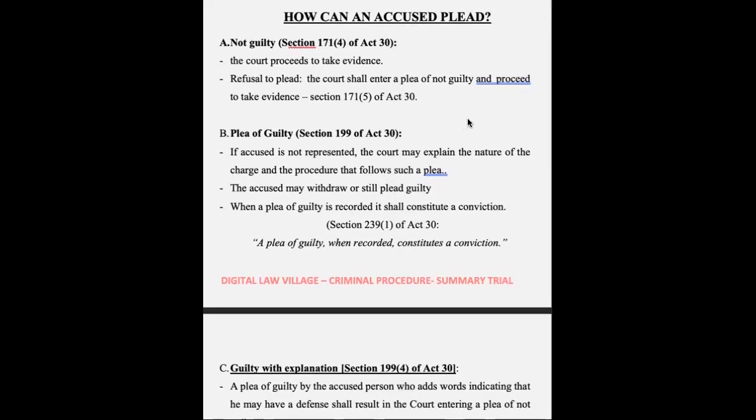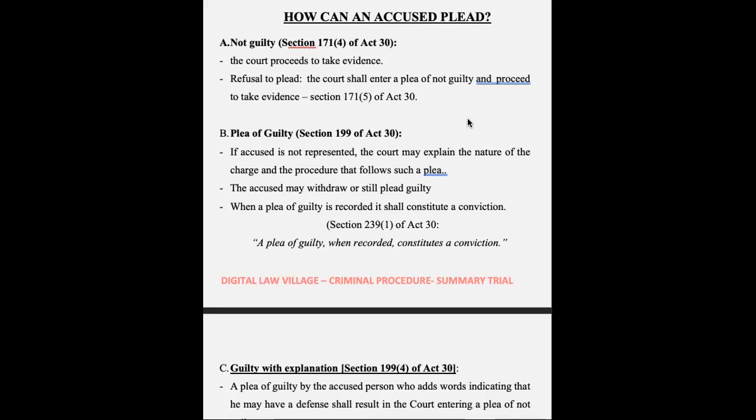And so we have dealt with two options available to the accused person when called upon to plead. He can plead not guilty, and he has seen the implication of not guilty under section 171, subsection 4 of Act 30: when you plead not guilty, the court shall proceed to take evidence. But if you refuse to plead, the court shall also record a plea of not guilty and proceed to hear the case. What if the accused pleads guilty? The court shall, if the accused is not represented, explain the nature of the charge and the procedure that follows the plea to the accused person. After that, section 199 says the accused may withdraw or still plead guilty.